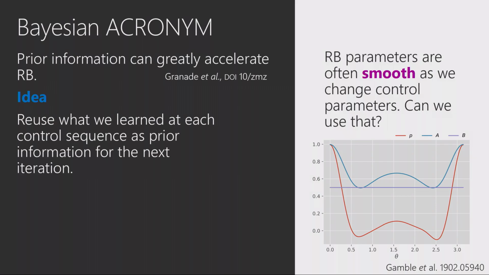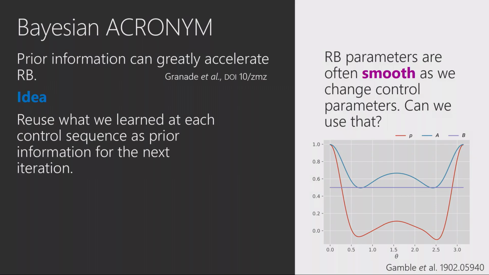So the big idea behind ACRONYM, behind what we'll do to take ACRONYM into a Bayesian context, is we want to reuse the information at different evaluations of this RB oracle. We want to, when we explore a different control sequence, use what we've already learned at the control sequences we've already looked at. And this seems like it could work because our RB parameters are often very smooth in terms of the knobs that we have to control in our sequence.